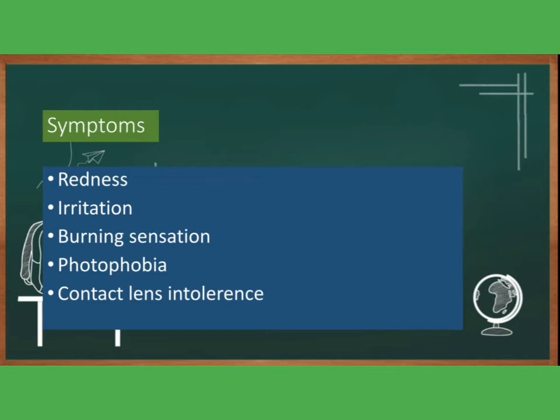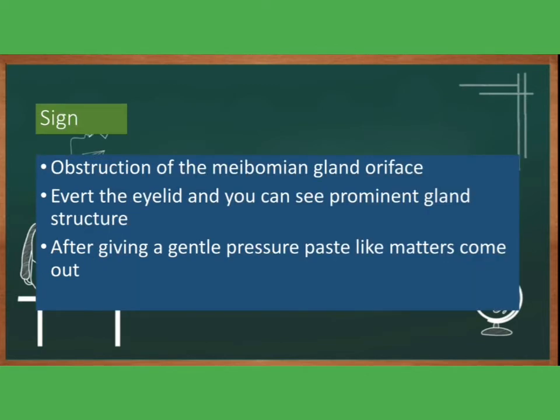Okay, so these are the symptoms that a Meibomian gland dysfunction patient can have. So what are the signs? Obstruction of the Meibomian gland orifice, and evert the eyelid, and you can see a prominent gland structure, and after giving a gentle pressure, paste-like matter comes out.